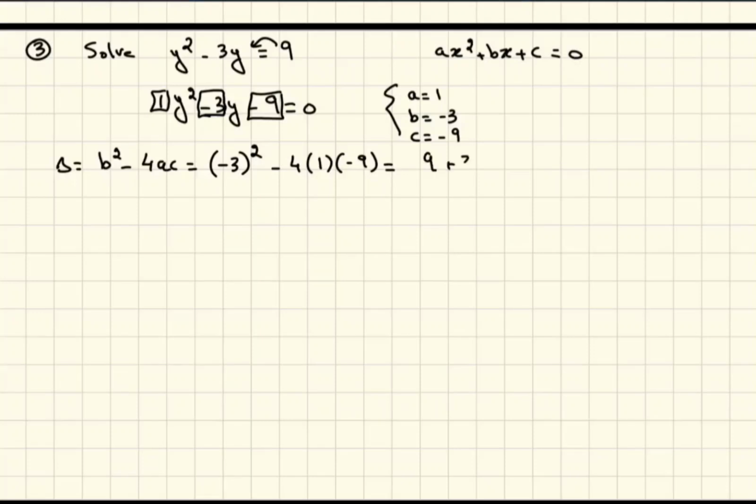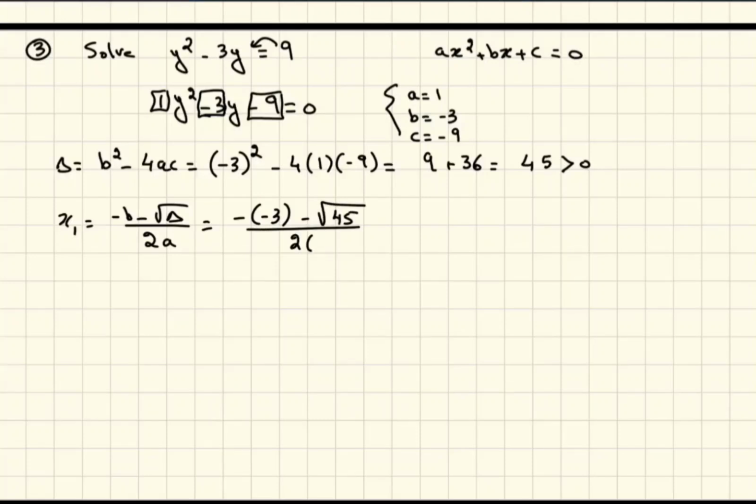We get 9 plus 36, which is 45. Because it's positive, we have two roots, which are minus b plus or minus radical delta over 2a. So minus 3. This is the negative b. Many students write only negative 3, which is wrong. So minus, and b is negative 3, so you write negative 3 in parentheses, minus radical of delta, which is 45, over 2 times a, which is 1.